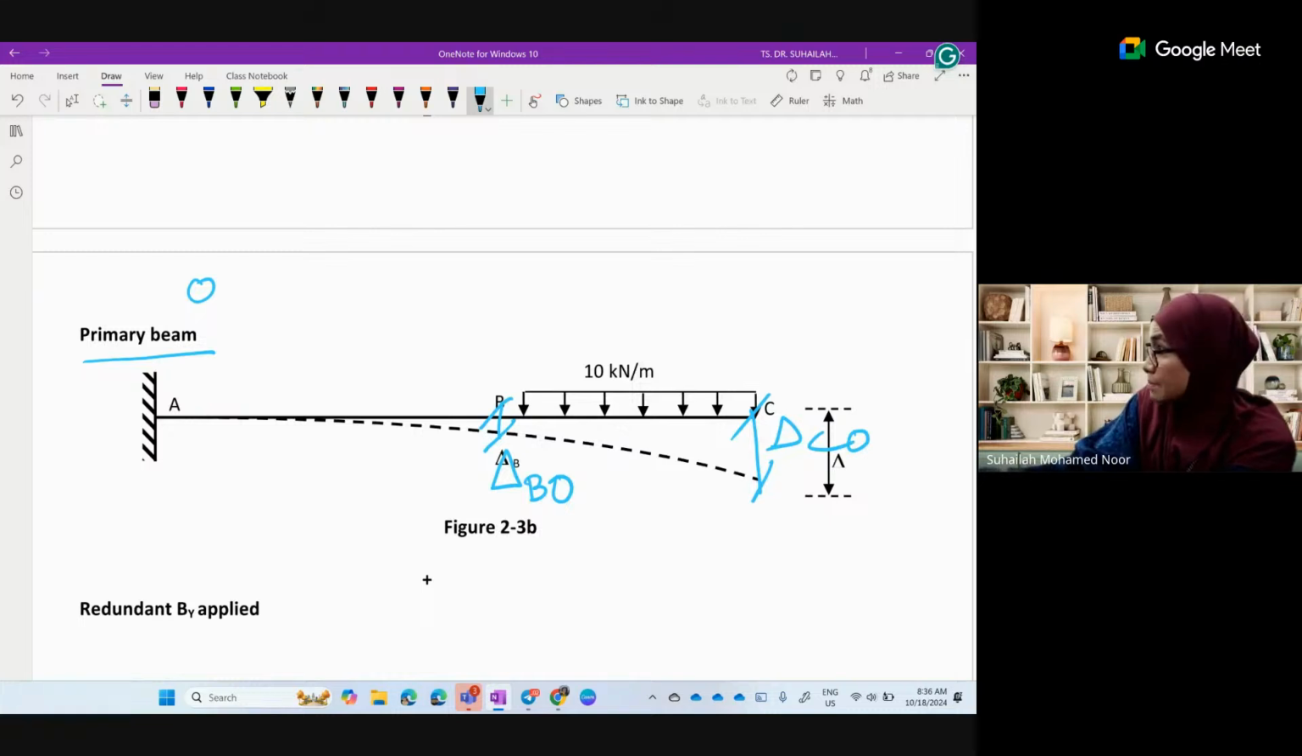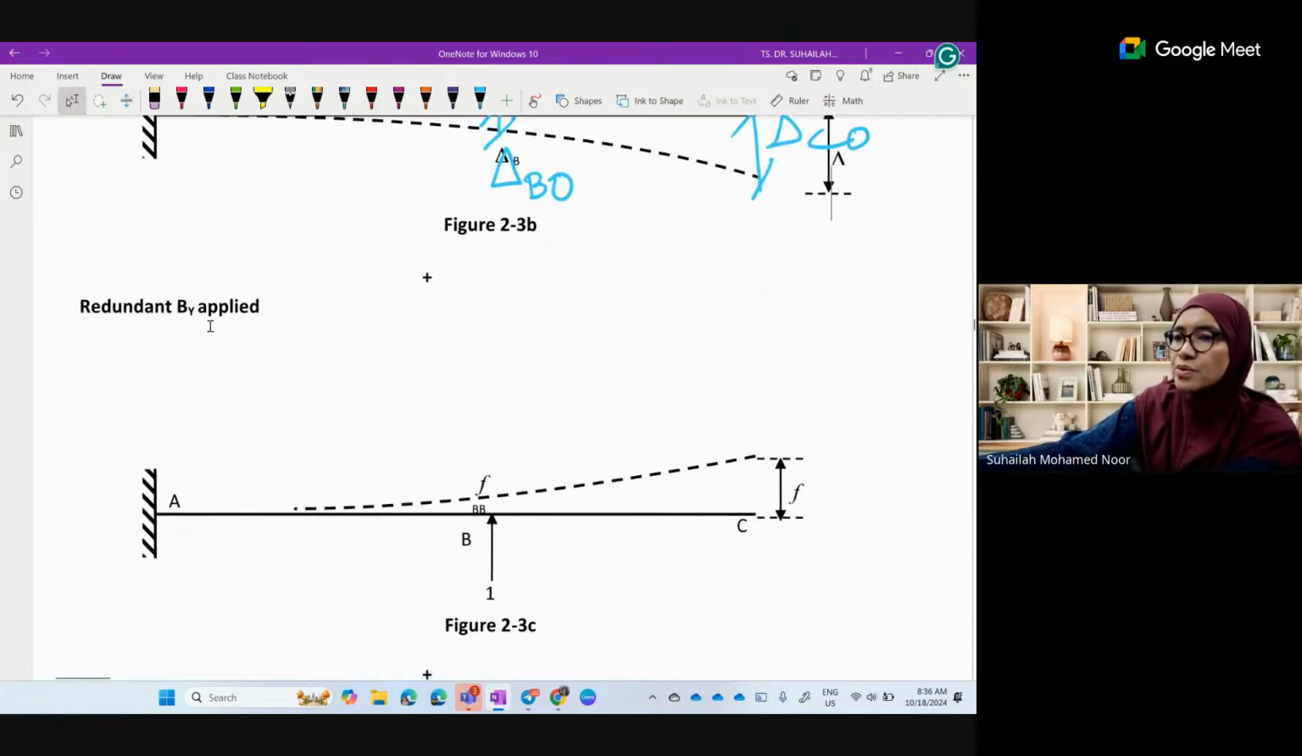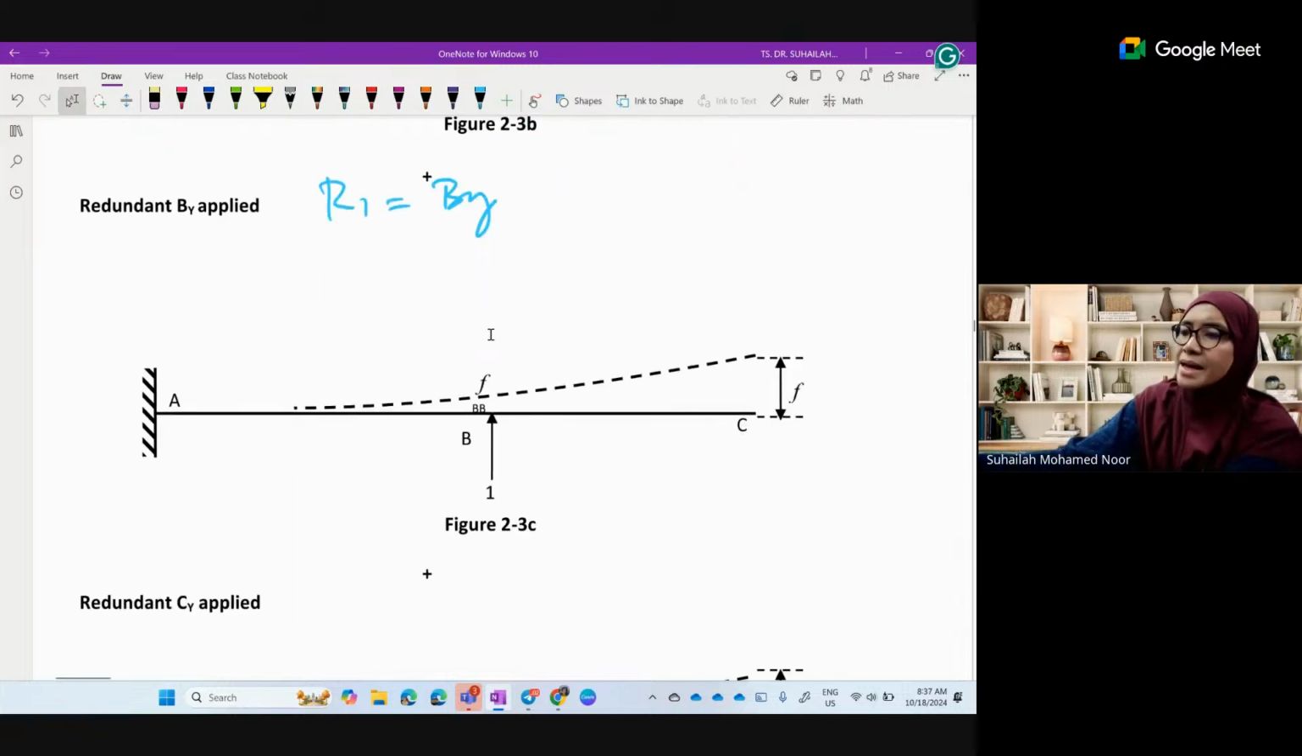Okay, so yang ni primary beam. So we have mark two delta at point B, delta at point C for primary beam. Okay, this plus with redundant BY applied. Redundant BY applied, yeah. The first redundant is BY. The first redundant is BY, redundant BY applied. Okay. And in the redundant system, we will apply a unit value. Nampak tak ni? A unit value of BY.